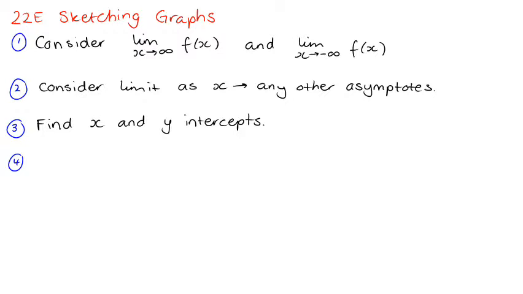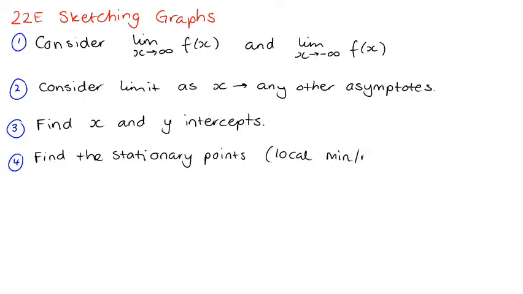And the fourth one is to find the stationary points. And you have to decide whether they're a local min, a local max, or inflection, a point of inflection.